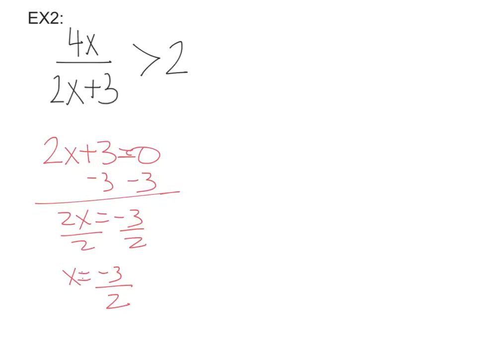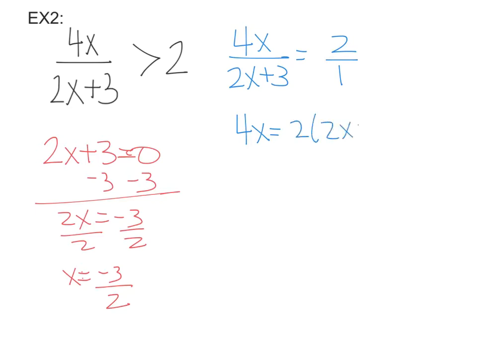The next thing I'm going to do is I'm going to rewrite this by changing the inequality sign to an equal sign. And I'm also going to put this 2 over 1, so that makes it easier for me to cross multiply. So now when I cross multiply, I get 4x times 1, which is just 4x, and then 2 times 2x plus 3. Okay, now I am going to distribute on the right side of my equation, and I get 4x plus 6. Okay, and then I'm going to try to get the x's to one side, so I'm going to subtract 4x.